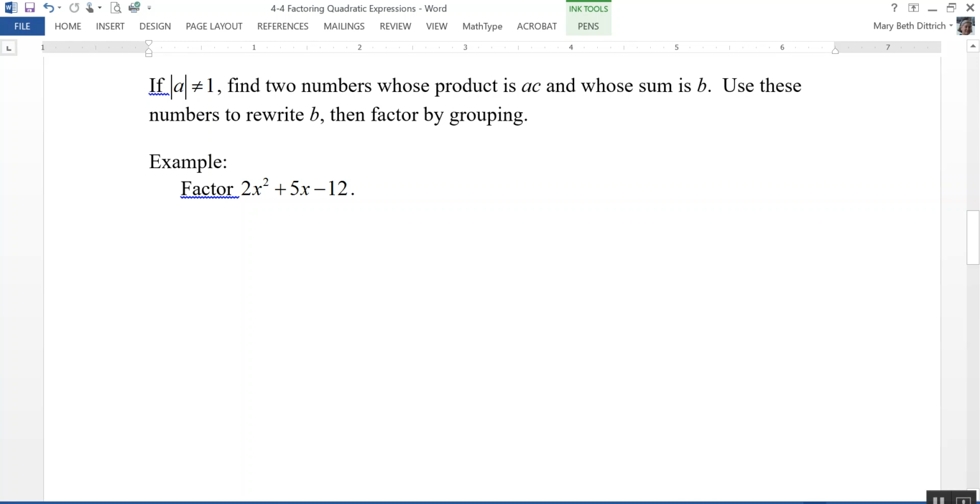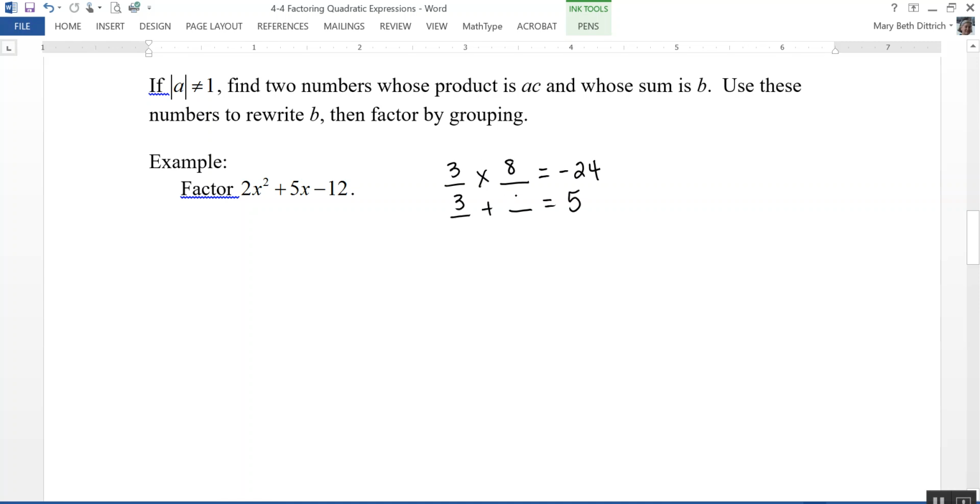Here's an example. So I need to factor 2x squared plus 5x minus 12. So I'm looking for two numbers that multiply to a times c, 2 times negative 12, or two numbers that multiply to negative 24, and then the same two numbers have to add up to b, which is 5. Okay, so there's a lot of factors of 24, 1 and 24, 2 and 12, 3 and 8, 4 and 6. The ones that make me think of a 5 are maybe 3 and 8. So I'm going to try those.